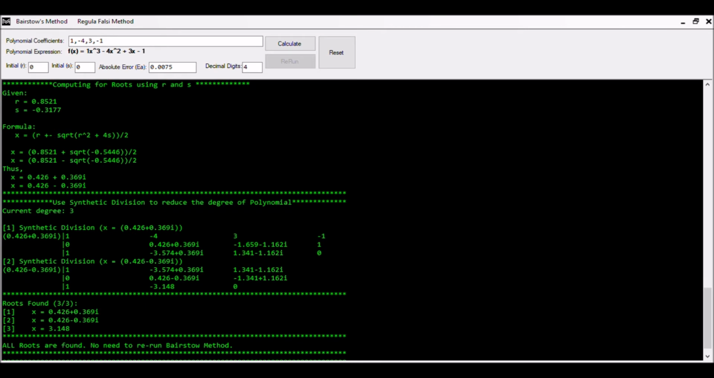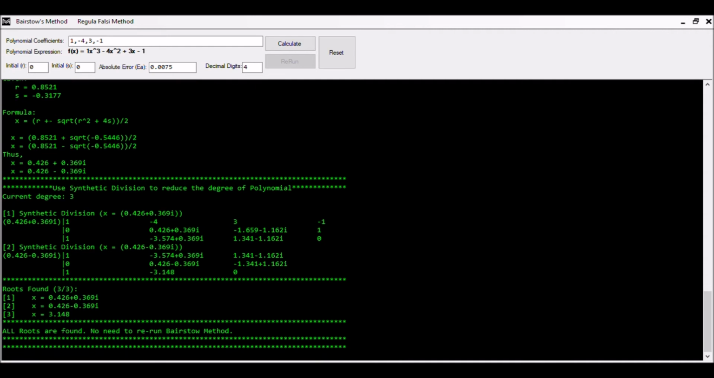So using the synthetic division to reduce the degree of polynomials. So now we are currently in third degree. As we can see here, we use the value of x, and here we also use the other value of x, and then we generated the value of our new x, which is the negative 3.148. So we have to shift the other side. That's why it becomes x is equal to 3.148. So these are the three roots found. That's why there's nothing to rerun. It means that all roots are found, so you don't need to rerun. It's not even enabled here because we already found all the roots.